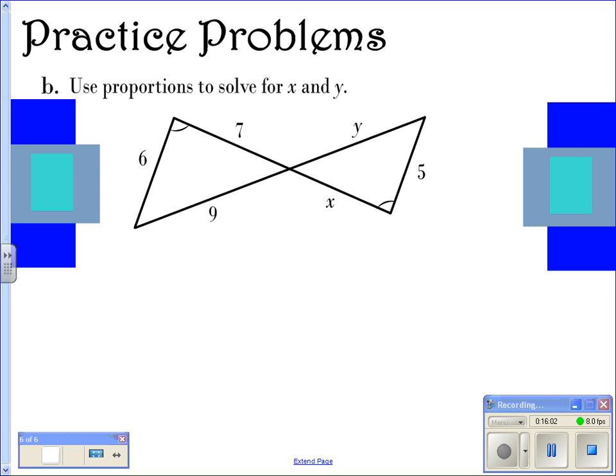I don't feel the need to teach it using scale factors. You would have said, and so 7 times 5/6 would give you x, and 9 times 5/6 would give you y. We did it with parallel lines, so I don't see how it's really relevant to using them on the triangles.